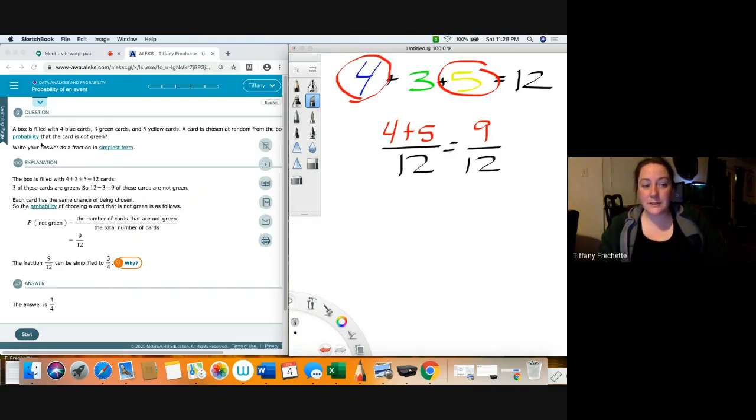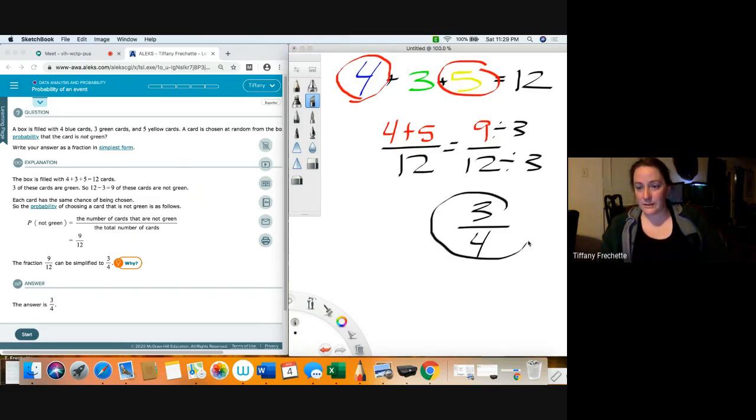The other part of this problem that we didn't read quite yet because we were still processing that first part was to write your answer as a fraction in simplest form. So we not only need to make sure that we write a fraction, but we need to simplify it. There is a video called Simplifying a Fraction if you do need help on that idea. With this one, I know that 9 and 12 both divide by 3. So I'm going to divide them both by 3. 9 divided by 3 is 3. 12 divided by 3 is 4. So the likelihood of me reaching into this box and randomly choosing a card that is not green is 3/4.